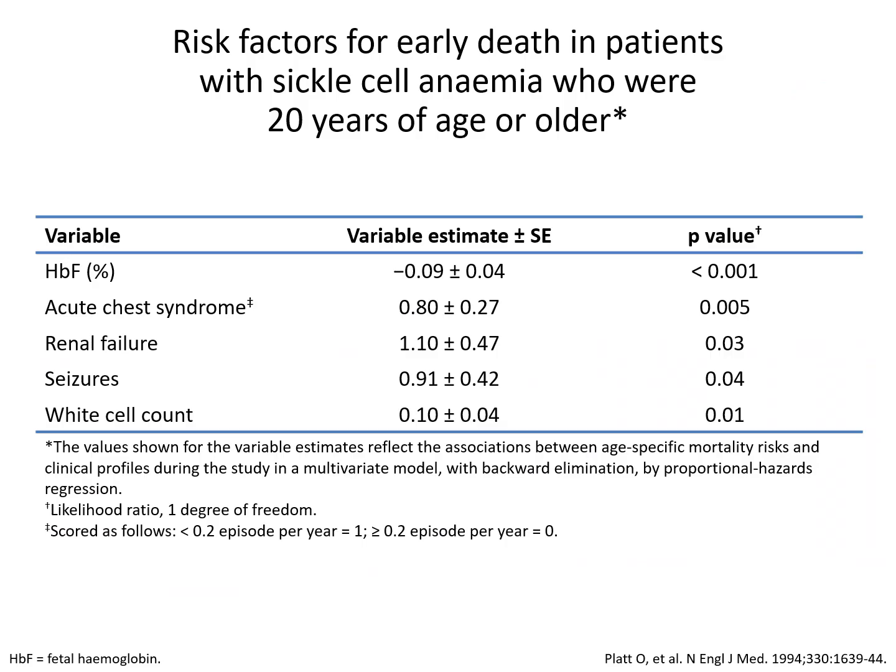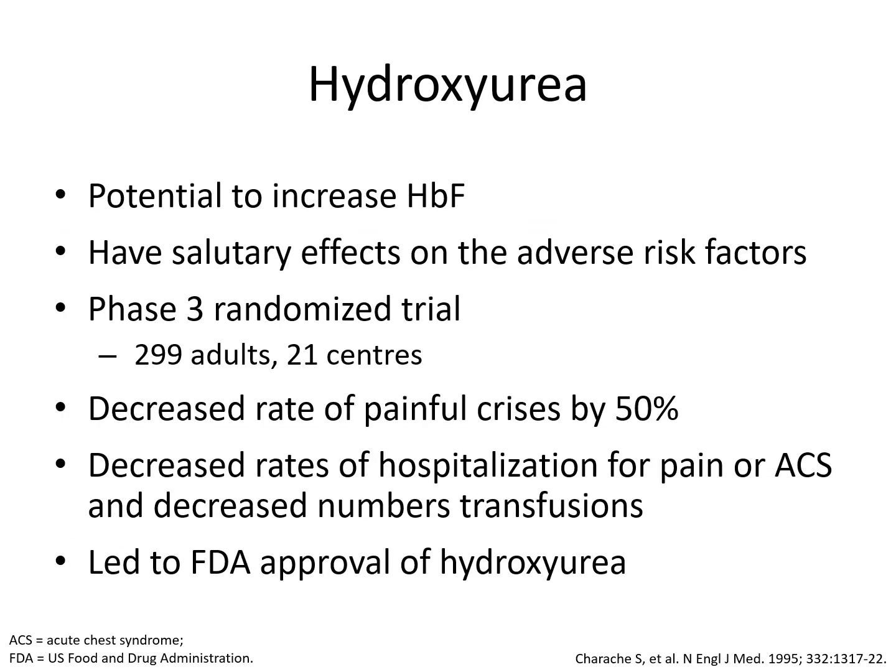And as I mentioned, the risk factors that were identified for higher mortality in sickle cell disease include lower fetal hemoglobin, multiple recurrent episodes of acute chest syndrome, renal failure, seizures, and high white count. And hydroxyurea increases fetal hemoglobin, decreases acute chest syndrome, and decreases white count. So it has an impact on three major risk factors. And this is described here.